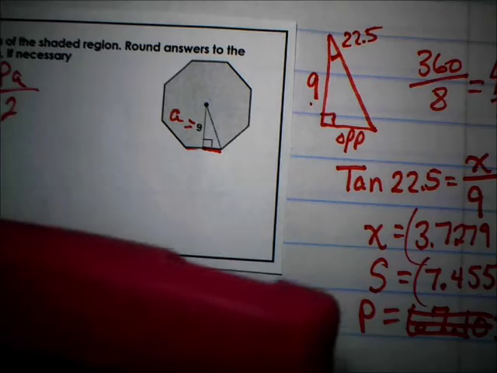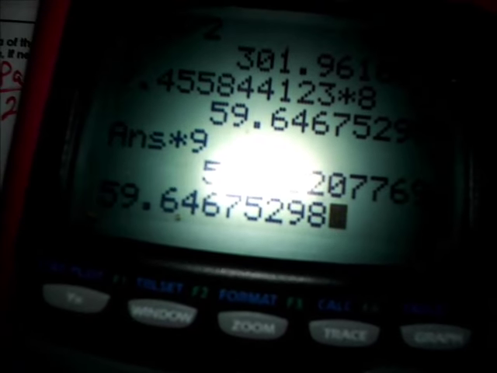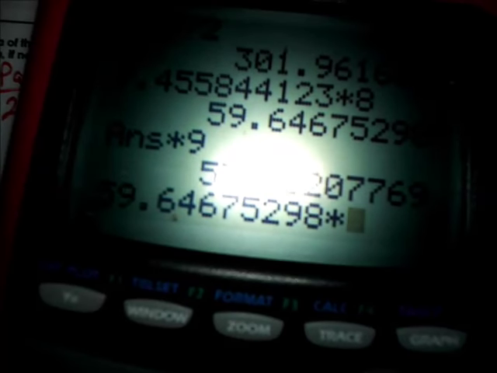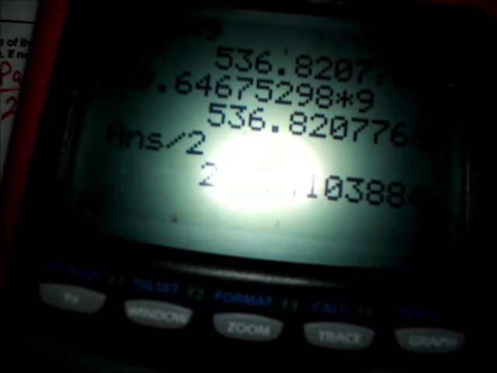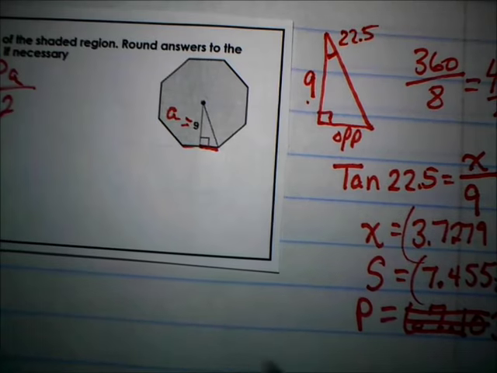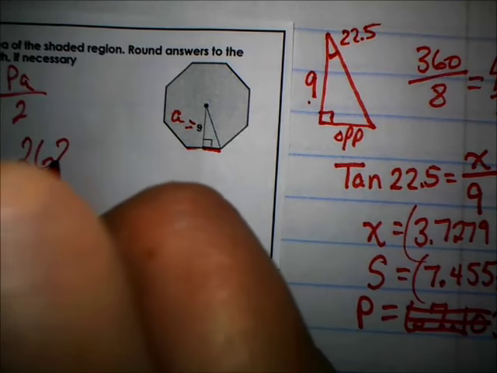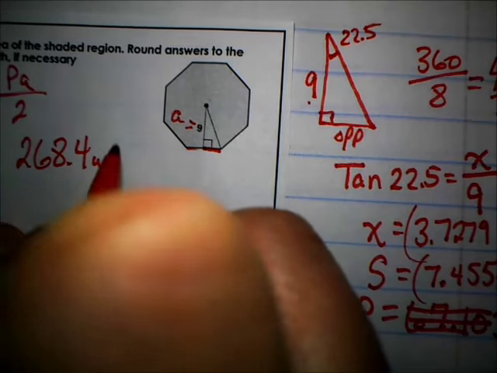Okay, so here, let me get that on my screen so you can see it. There you go, so 59.646 times 9, the apothem, and then divide that by 2 gives me 268.4. And that would be units squared.